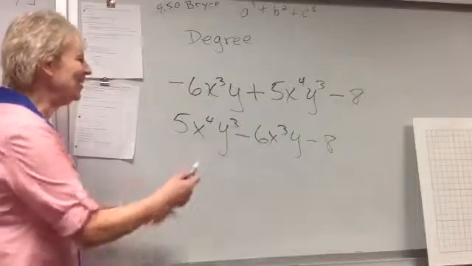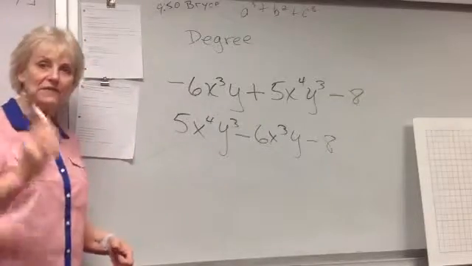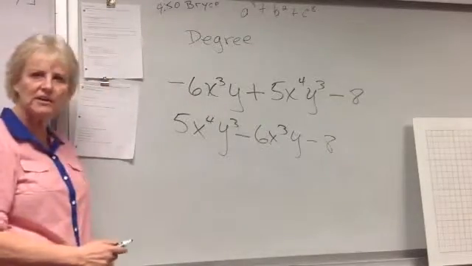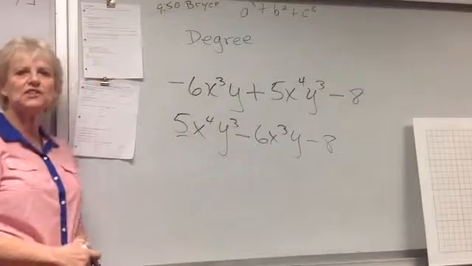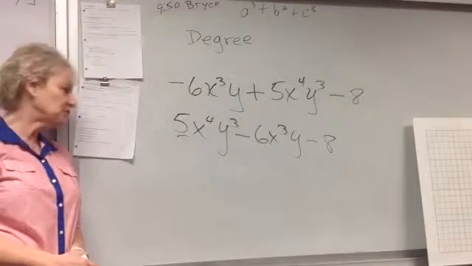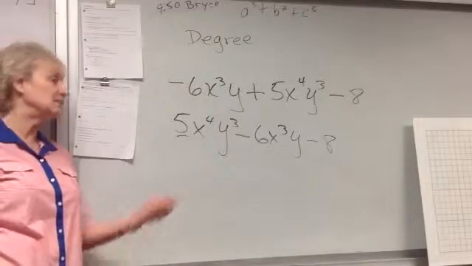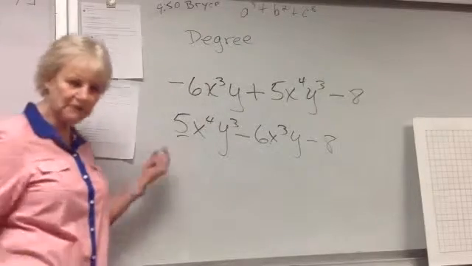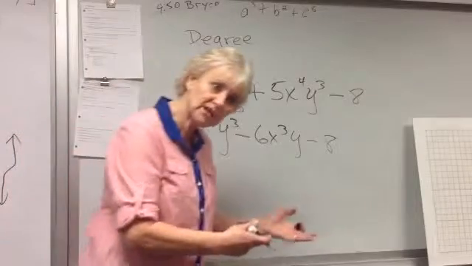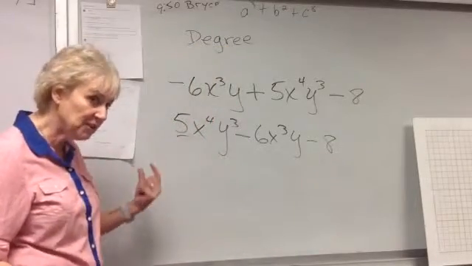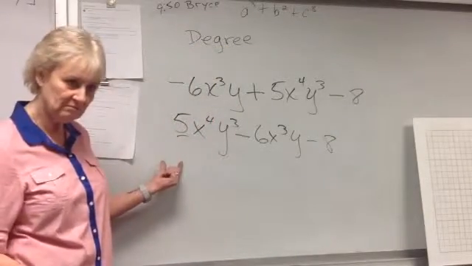Anyway, the leading coefficient, after you put them in order, is the coefficient of the first term. So it's 5. The coefficient that's first is leading. You line up in order, and the first one is in the lead.